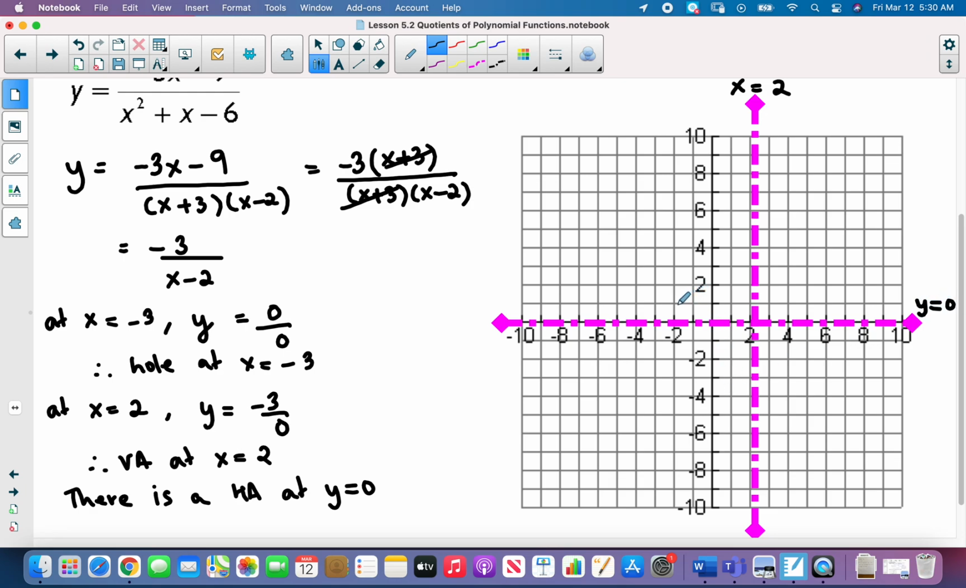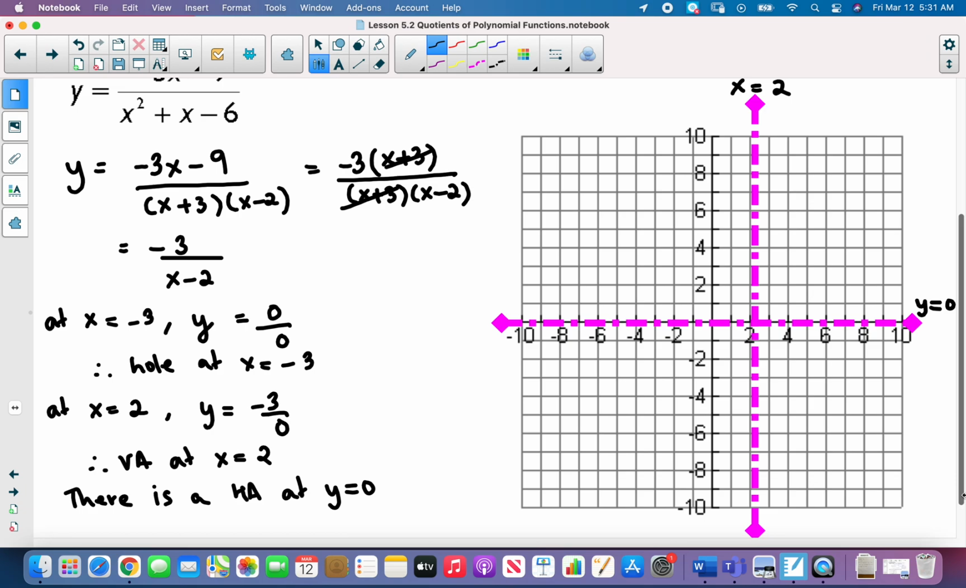So you're going to have this function. Typically, in the reciprocal parent function 1 over x, you have one half here and the other half on this side. Because of this negative, it's going to be reflected vertically. So you're going to have the graph on this side and this side of the function.